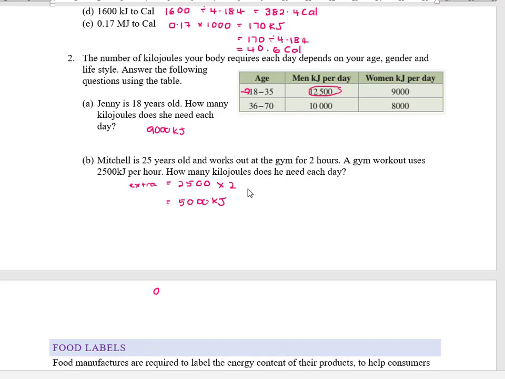To maintain his weight, he needs to consume 12,000 kilojoules plus this extra 5,000 from working out, which means he's able to consume 17,500 kilojoules.